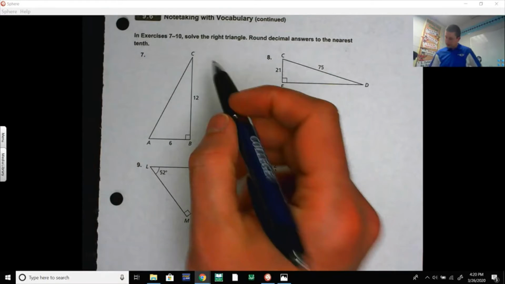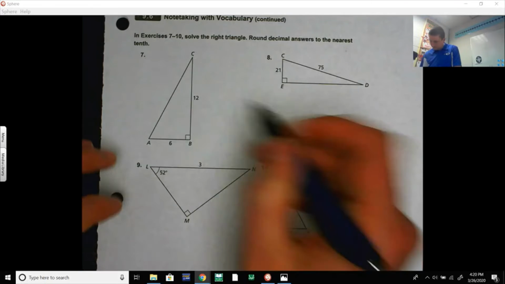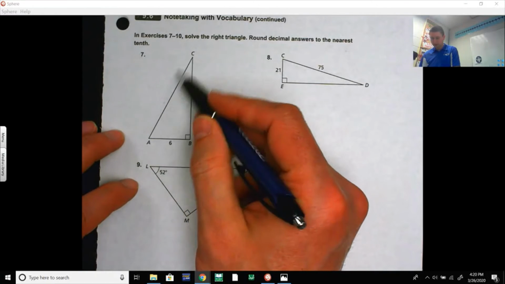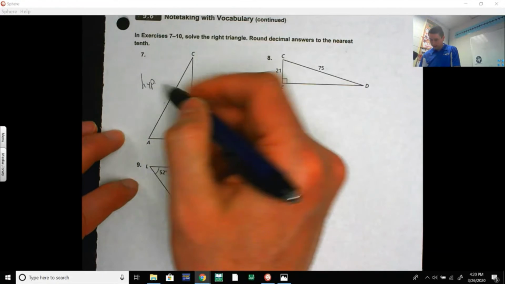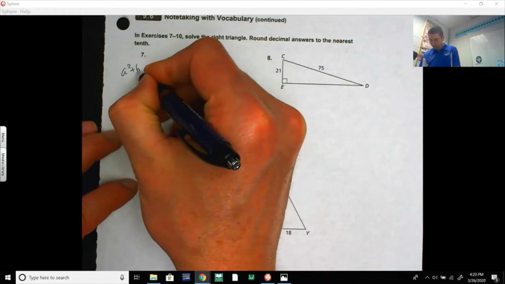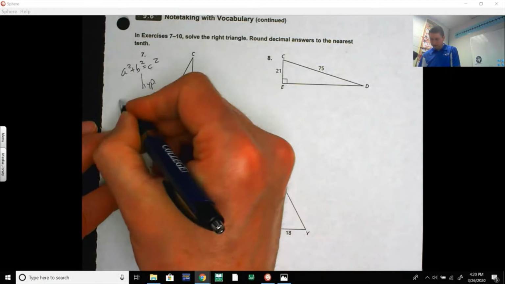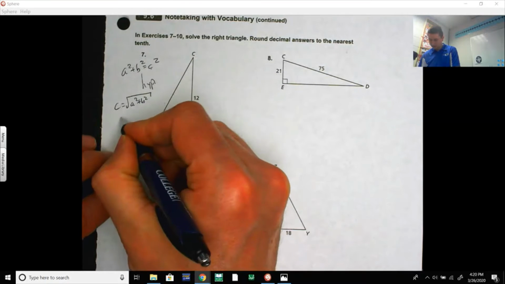Okay, so solve the right triangle, round decimal answers to the nearest tenth. You notice you have two sides. You can do the Pythagorean theorem to find the third side. That's the hypotenuse. And you could say, okay, I know a squared plus b squared equals c squared. C has to be the hypotenuse.